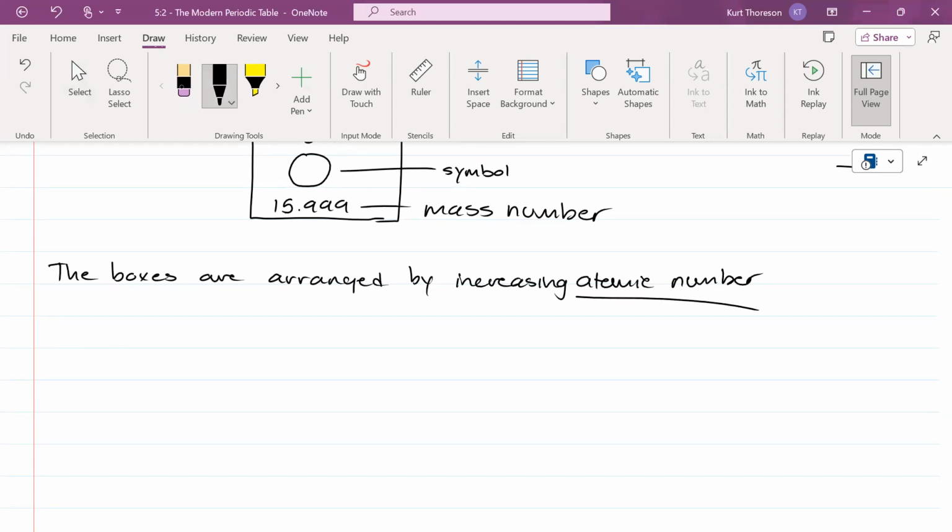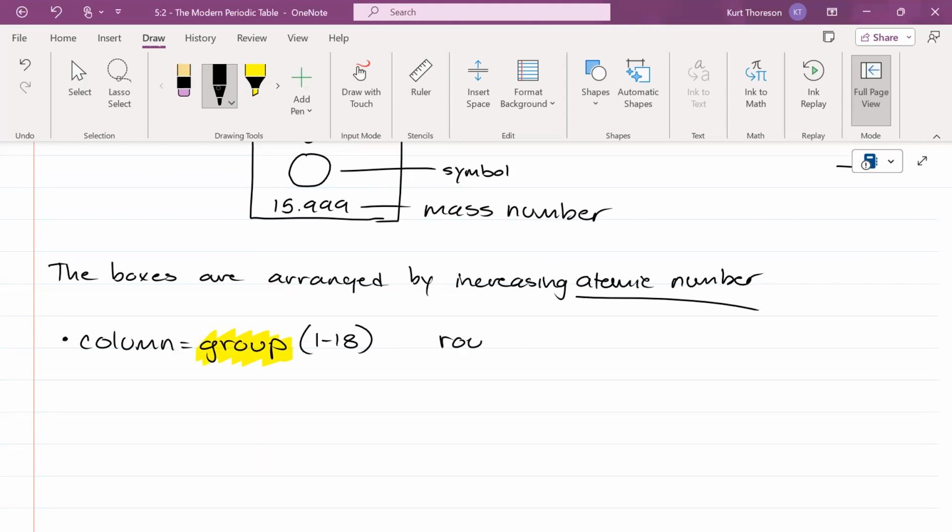Now, here's some terms for you. If you studied your vocab, these terms are nothing new. On the periodic table, a column is called a group. So, Nella, how many groups are there in the periodic table? There are 18.